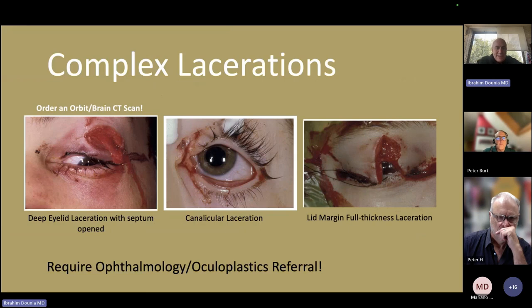However, if you have a complex laceration, including fat and the eyelid margin, or on the medial side, where we said we have the canalicular system that drains the tear, or if you have a huge laceration, then do nothing, put an ointment on this patient, and refer to an oculoplastics specialist.